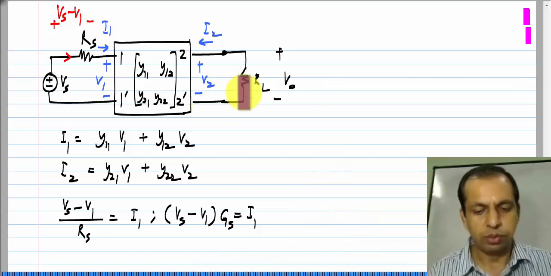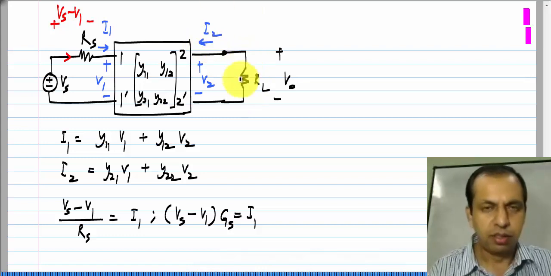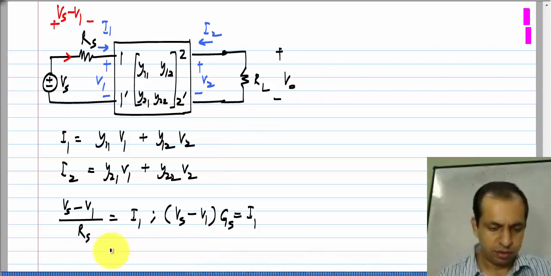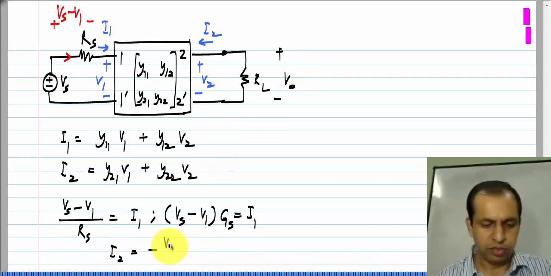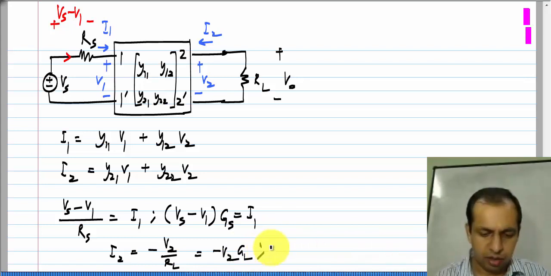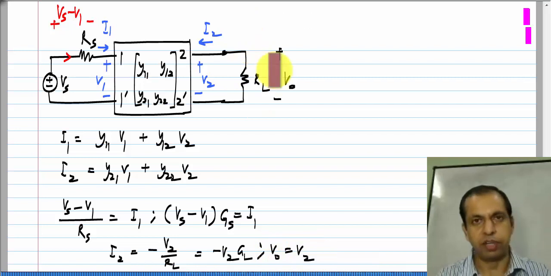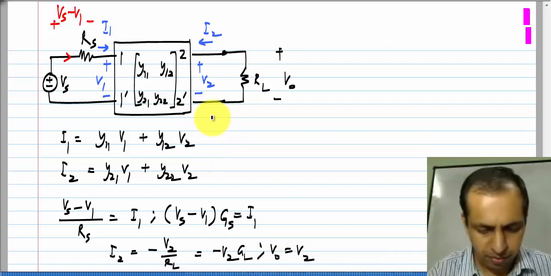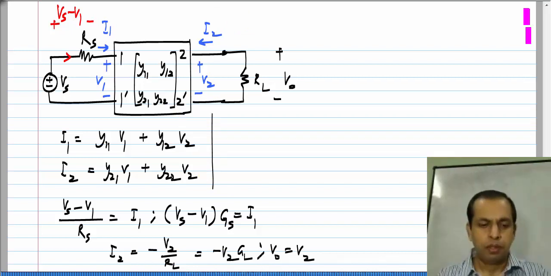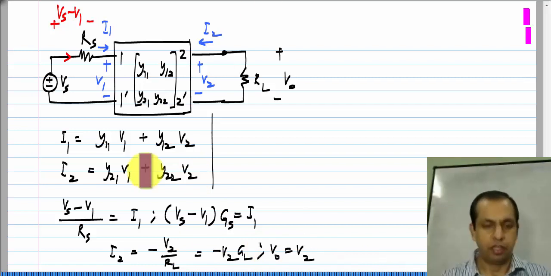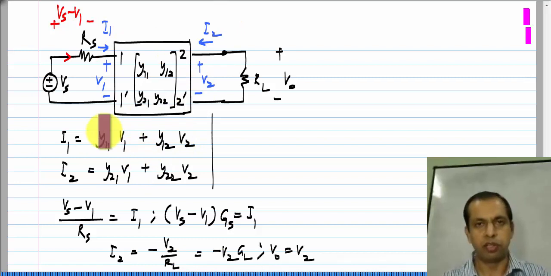And if you look at the output side, this V 2 is the voltage across RL and I 2 is the current through RL, but in the upwards direction. So, you see that I 2 is nothing but minus V 2 by RL or minus V 2 GL, and V naught is nothing but V 2, because V naught is defined across this and that is the same as V 2. So, now from these we have two equations relating the voltages and currents of the 2 port. This is a generic relationship for the 2 port, and whatever we connect on the outside imposes some constraints. We add to that and solve for V naught by V s or V naught in terms of V s. We eliminate all of the intermediate variables V 1, V 2, I 1 and I 2. We have enough equations to do that.